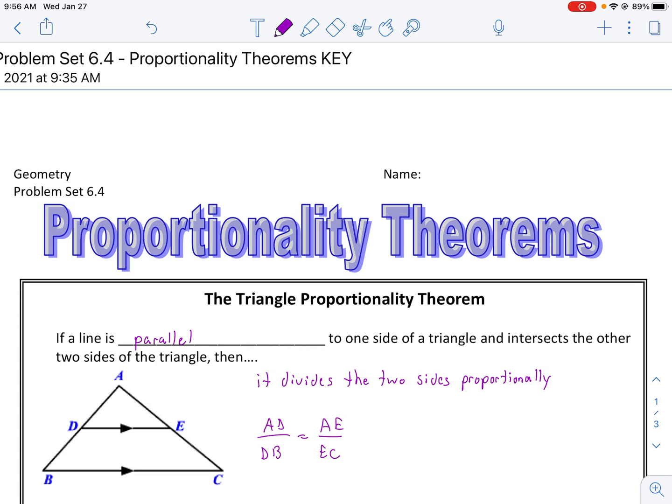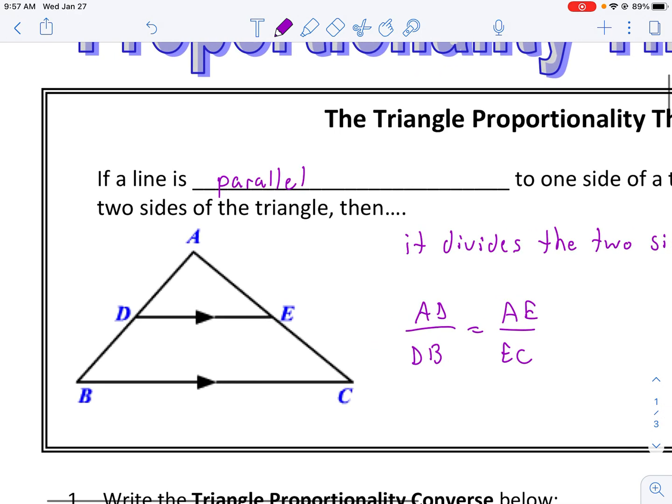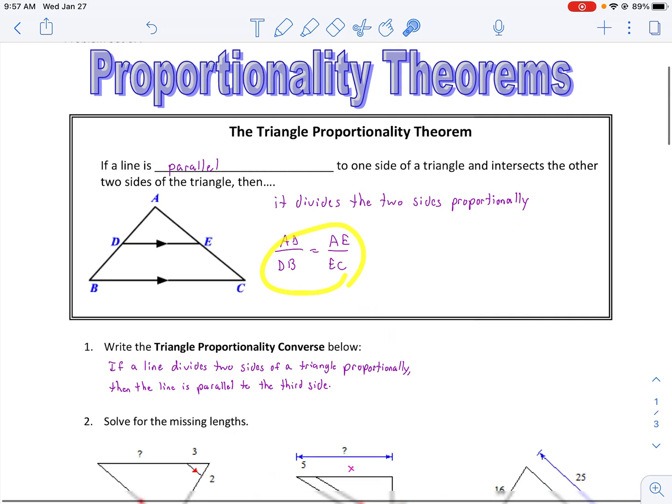The triangle proportionality theorem: if a line is parallel to one side of a triangle and intersects the other two sides of the triangle, then it divides the two sides proportionally. So I've shown an example here. We have two parallel lines, and it intersects these two sides, and so that's created proportional sides. This side divided by this side will equal this side divided by this side, which I've shown right here.